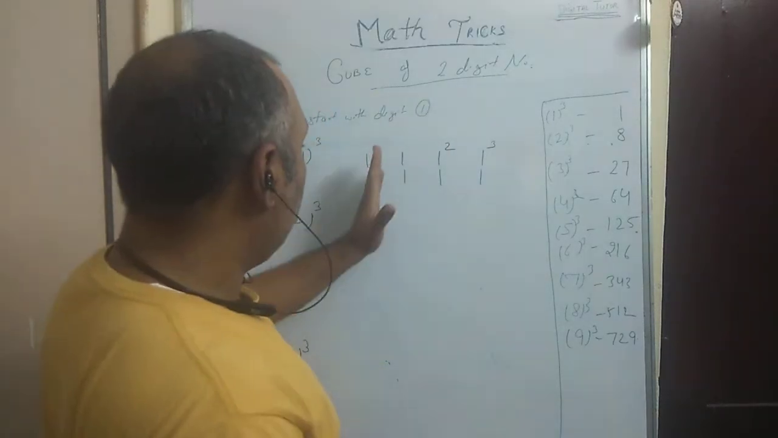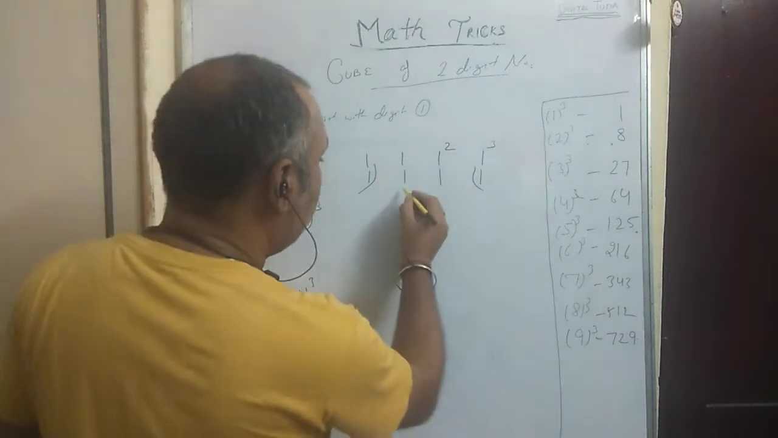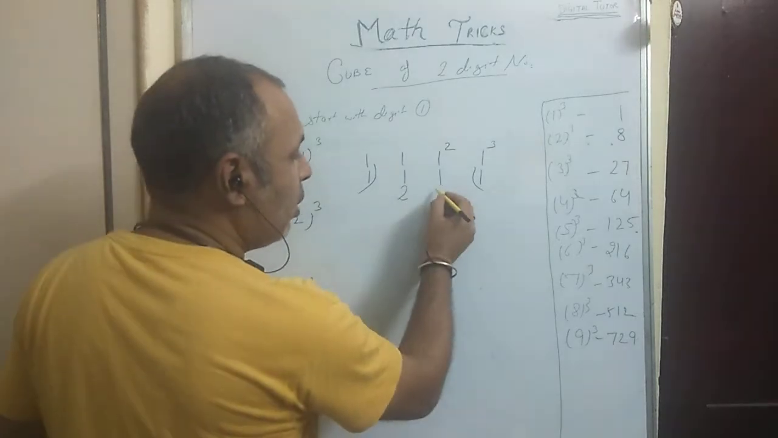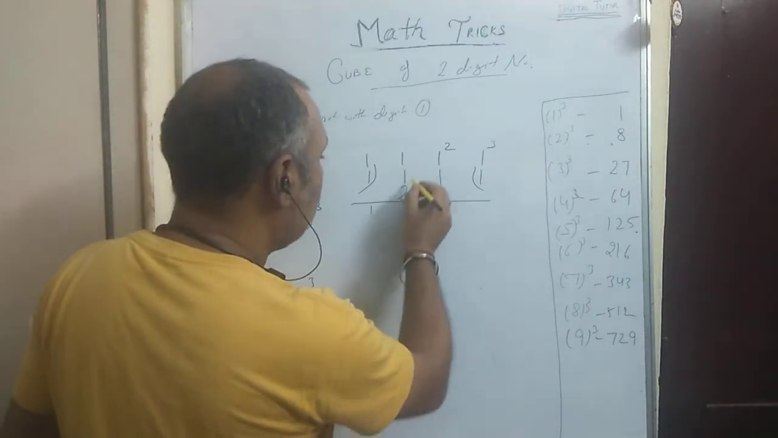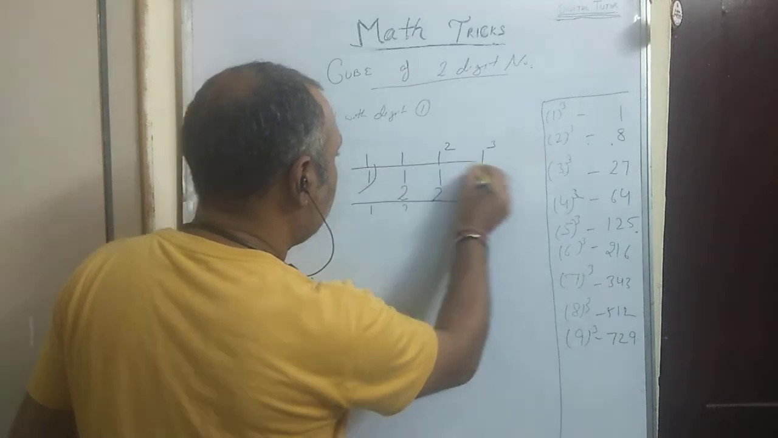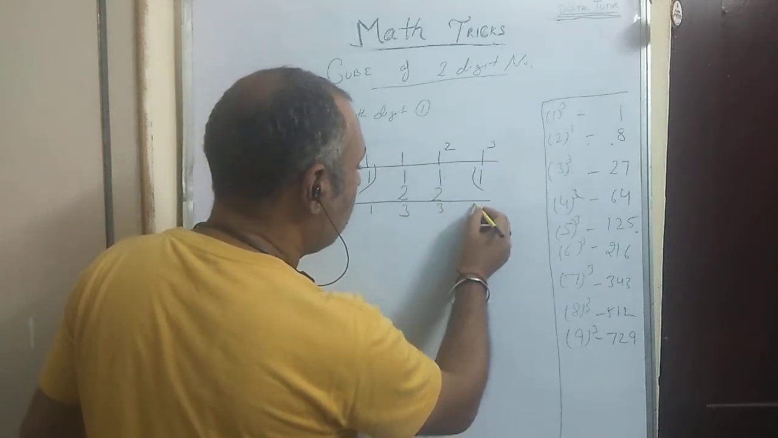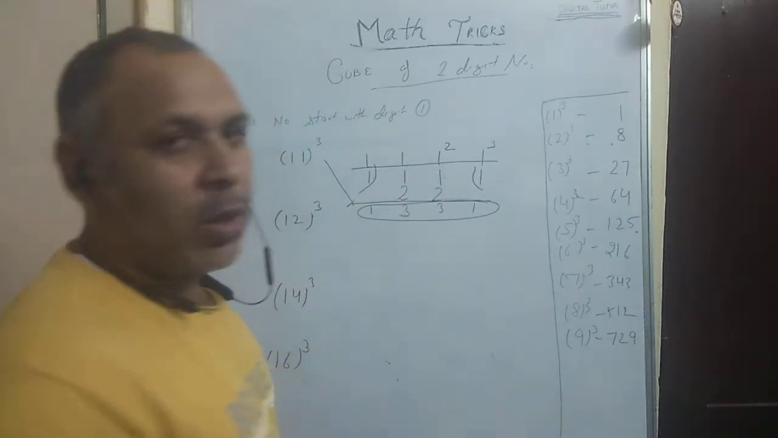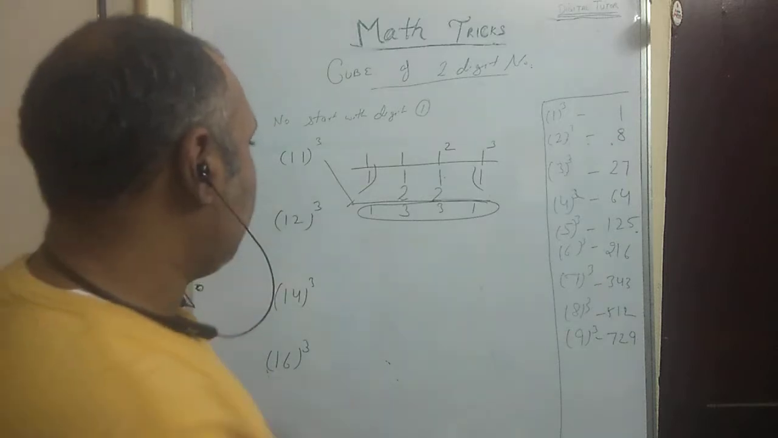First number is 1, second is 1, square of 1 is 1, cube of 1 is 1. Leave first digit and last digit. Second digit double, that is 2. Third digit double, that is 2. And sum of all these: 1, 1 and 2 is 3, 1 and 2 is 3, and that is 1. So that is the cube of 11. Clear friends? No doubt?